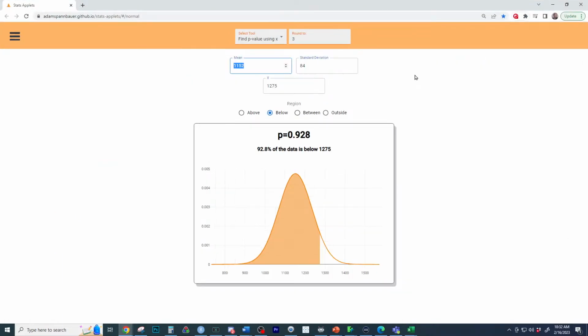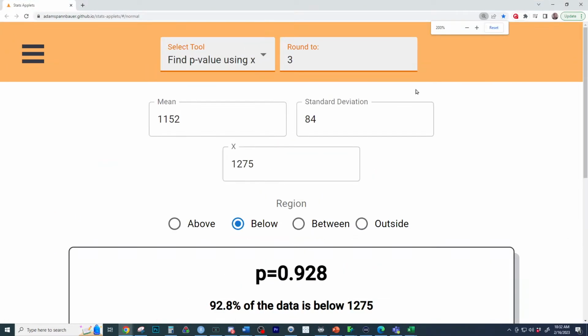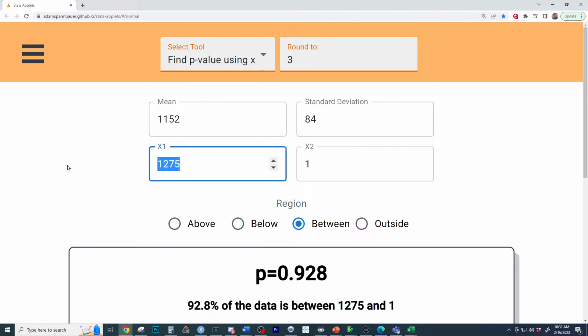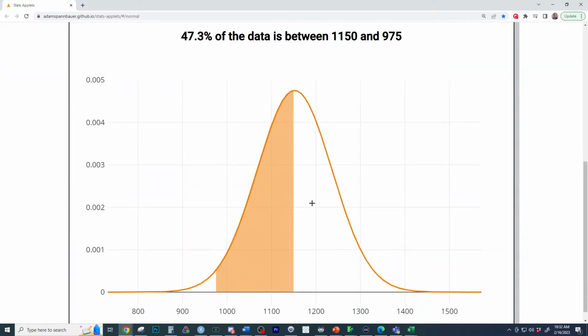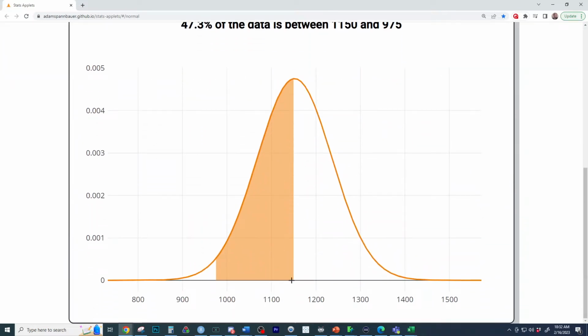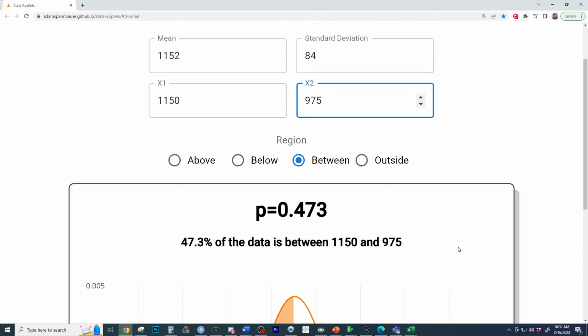Because going back to our numbers here with the mean and standard deviation, enter in your mean and standard deviation, go to between, and we can enter in the numbers it gives us of 1150 and was it 975? I think it was. So there it is right there. If you notice, we're right here basically at the center. Then we're going down almost to that point where we were before on the other side. So that's what I was kind of using to solve it in my head.